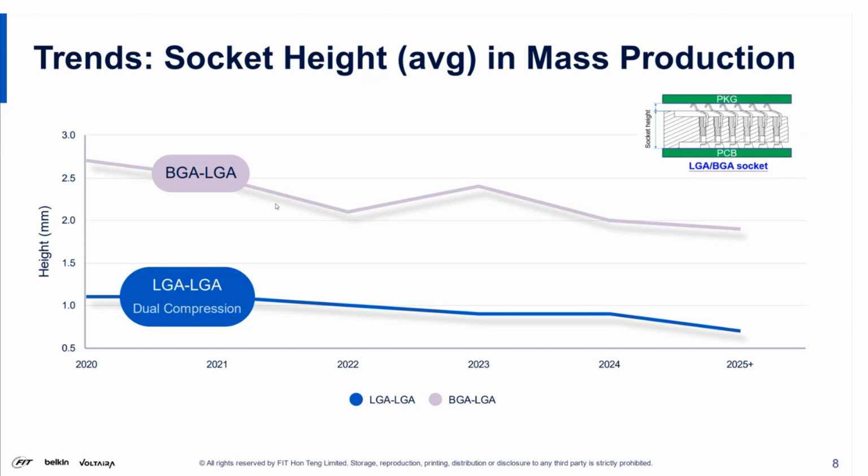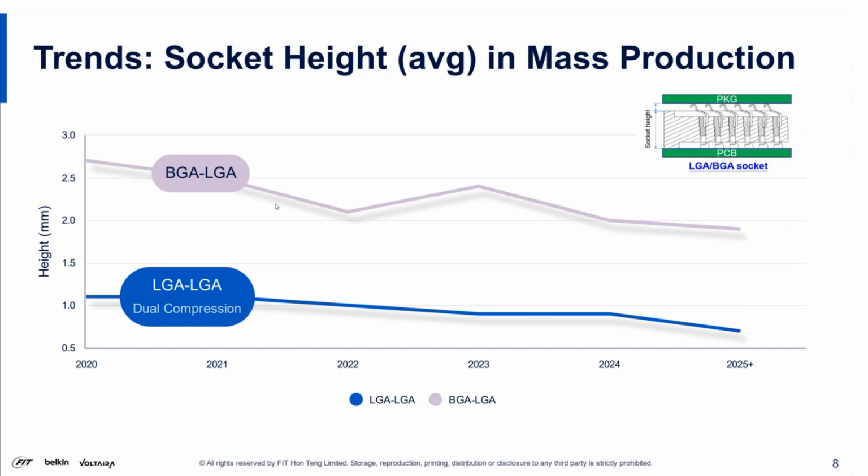The socket height average, again, in mass production for your BGA to LGA sockets for CPUs, etc., has been pretty slowly trending downwards, but hasn't gone much below the 2 millimeter. There is some demand to go below 2 millimeter, but because of the nature of the design, there are limitations due to the stack of the contact and the solder ball that are used in those traditional sockets.